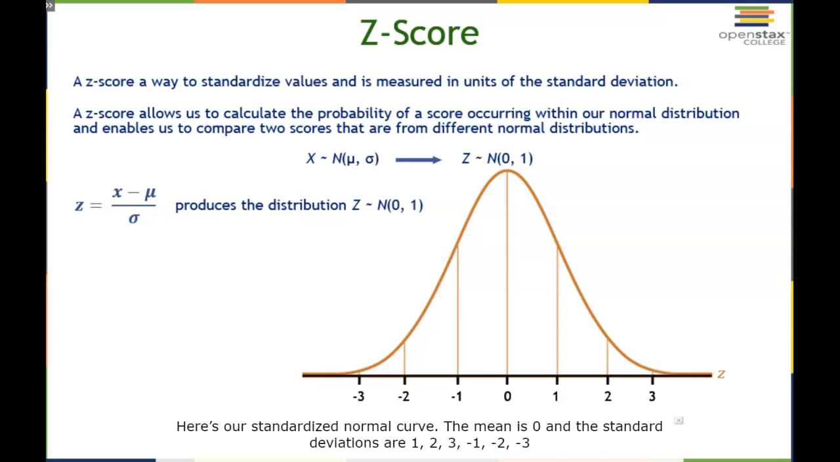Here's our standardized normal curve. The mean is 0 and standard deviations are 1, 2, 3, -1, -2, -3. Going forward, what we're going to have to do is translate x values to z scores. And then once we get the z scores, we can start comparing two values.